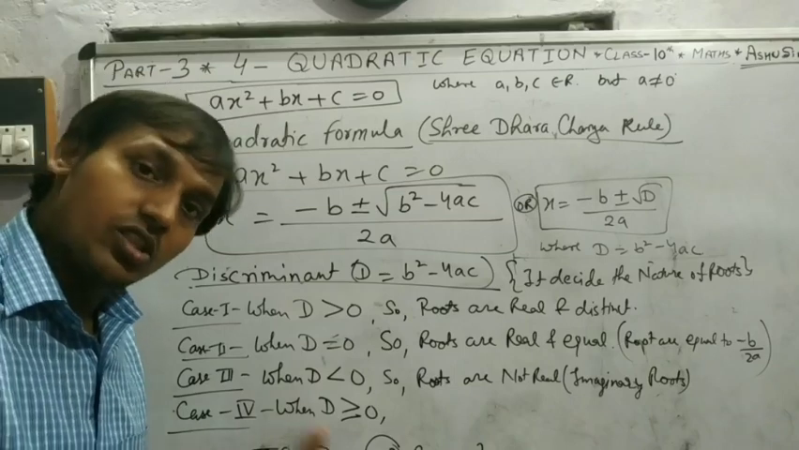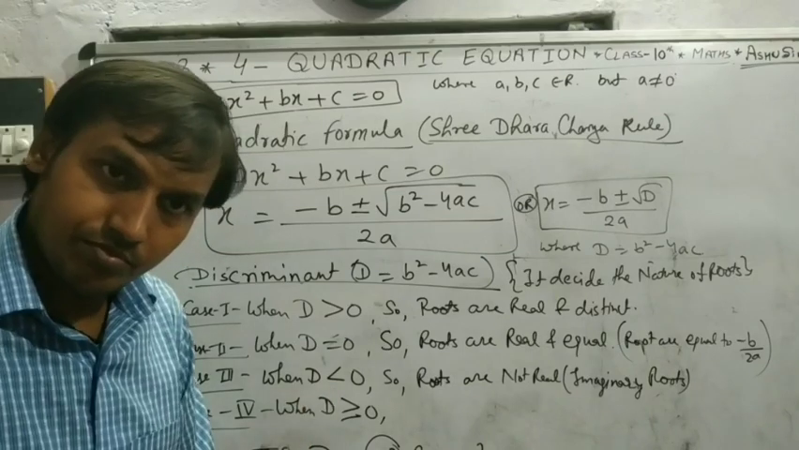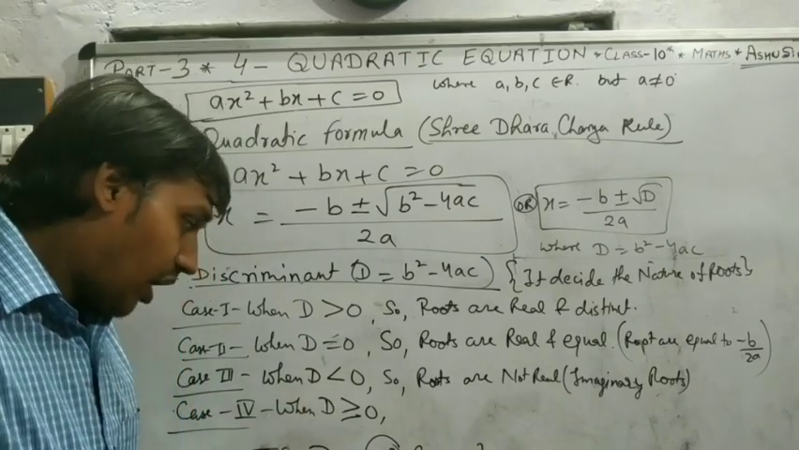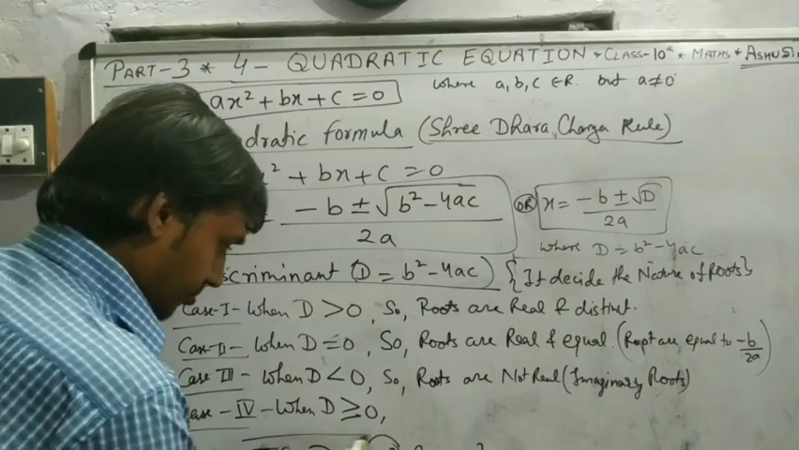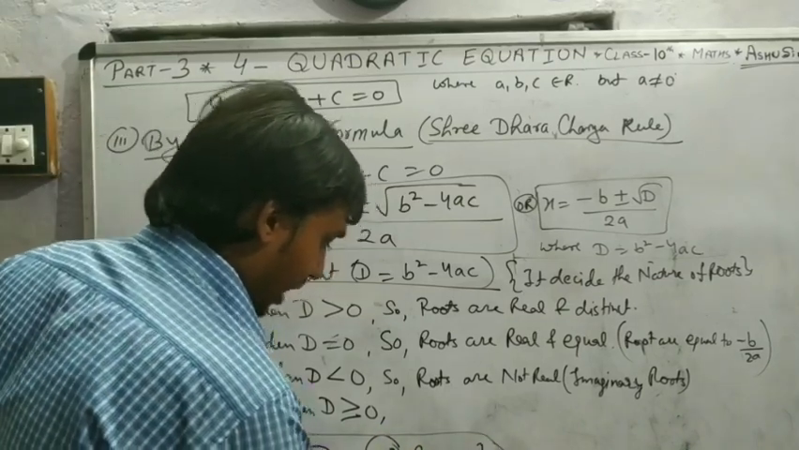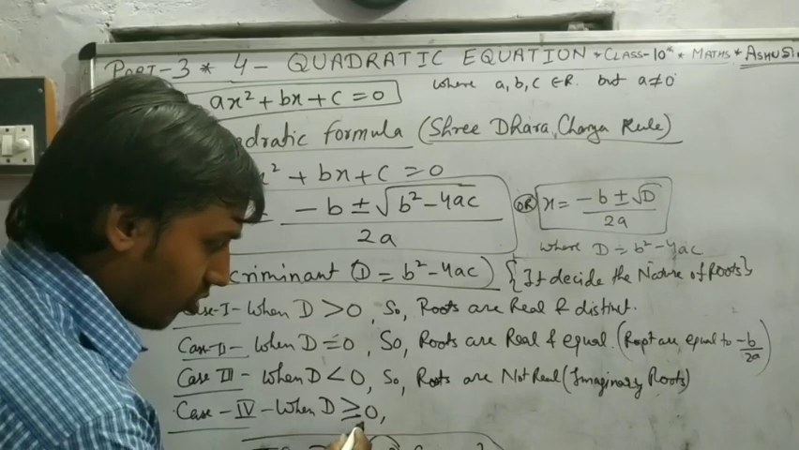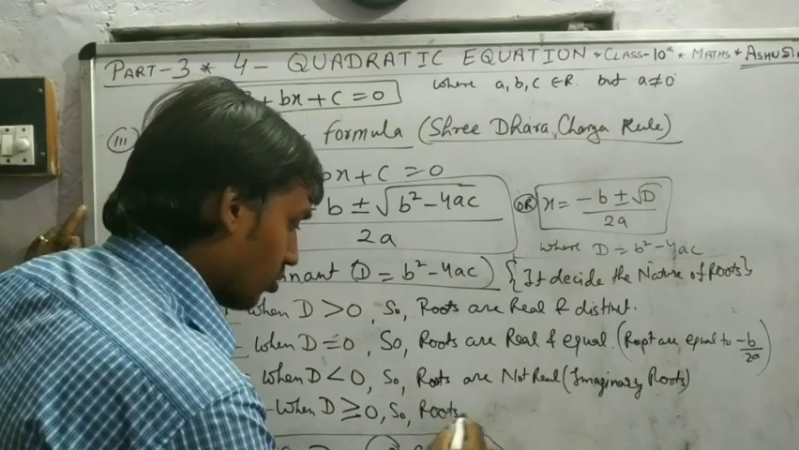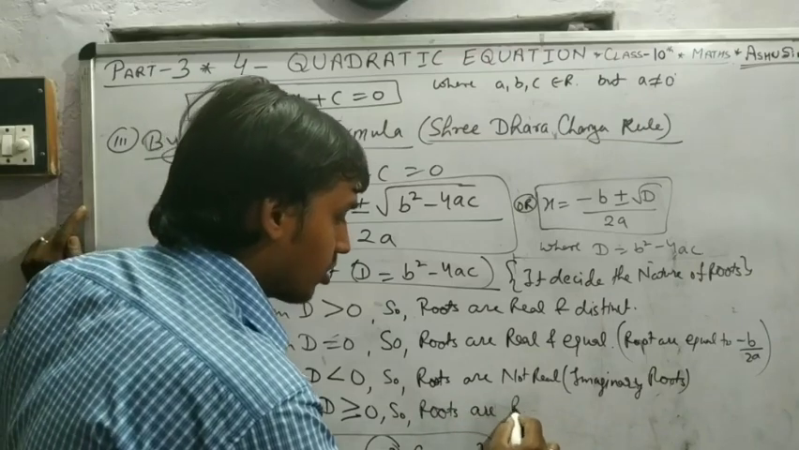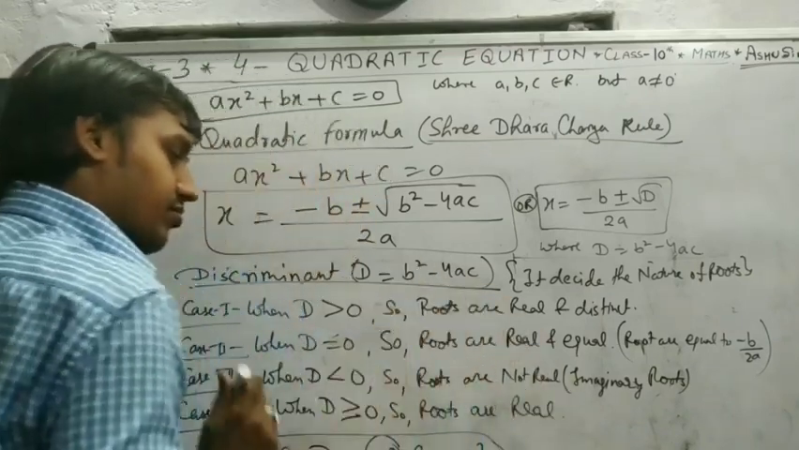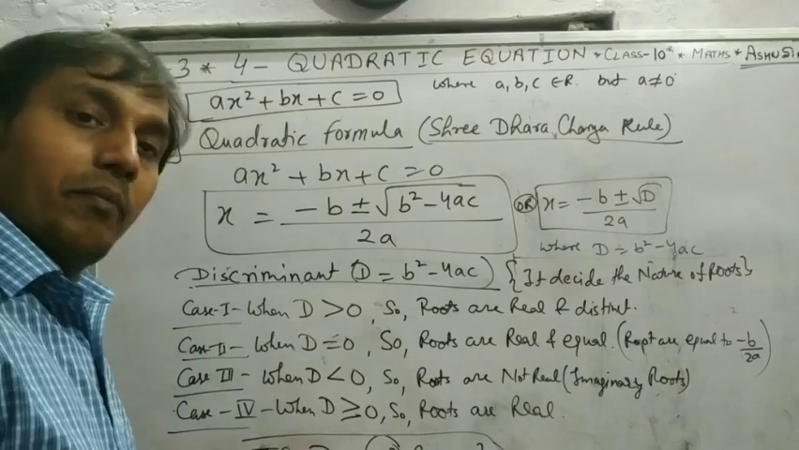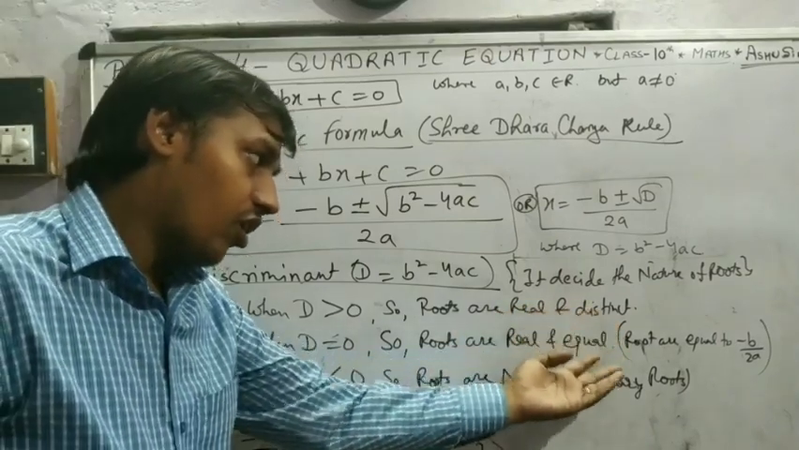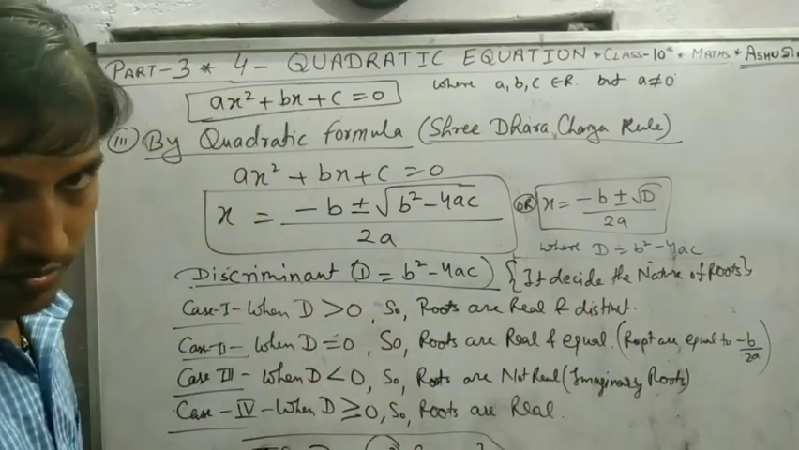Means it is positive or 0, sure, it will never be negative. So at that time if d is greater than or equal to 0, roots are real, only real, maybe distinct or maybe equal.